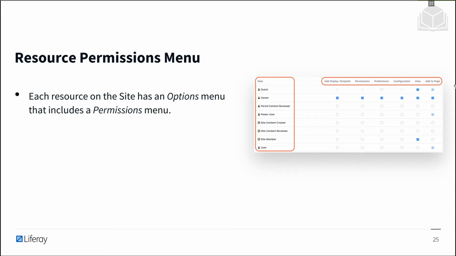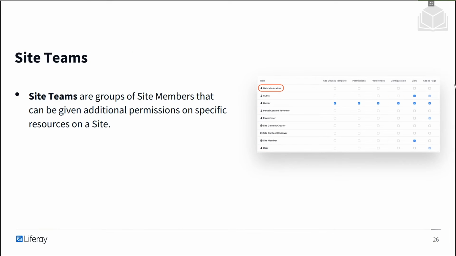If a user belongs to any role to which the permission is granted, then the user will have permission to perform that action. Site teams can be created by site administrators, and site teams are just groups of site members that can be given additional permissions to perform actions against specific resources within the site. So in the example here, a web moderators team has been created, and the same permissions that we saw on the previous slide can be granted to members of the web moderators team.